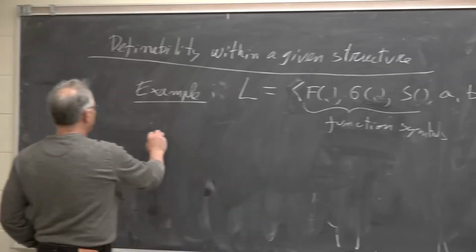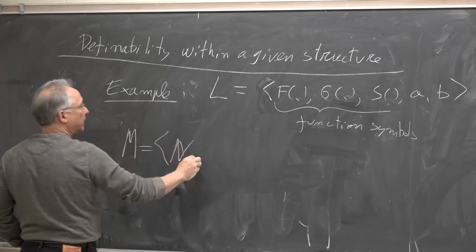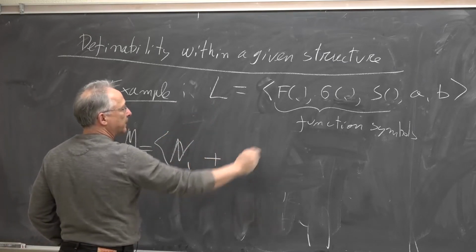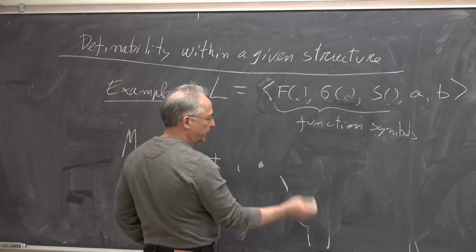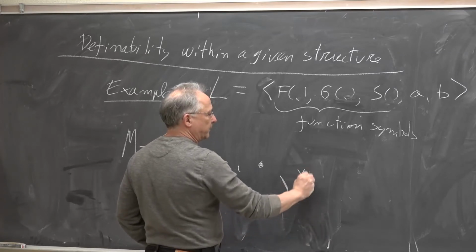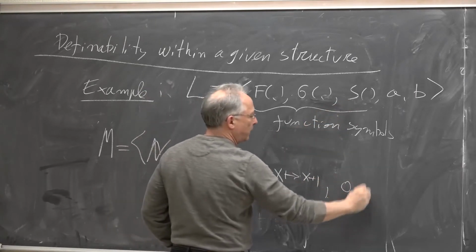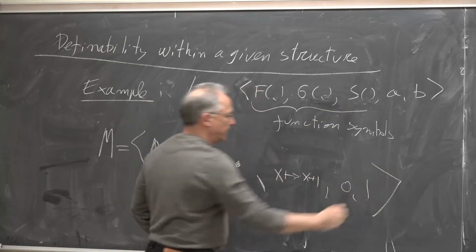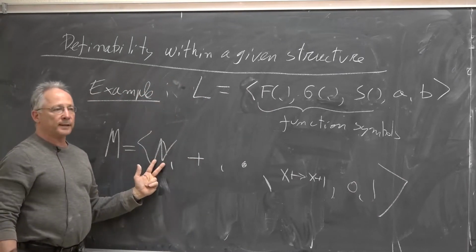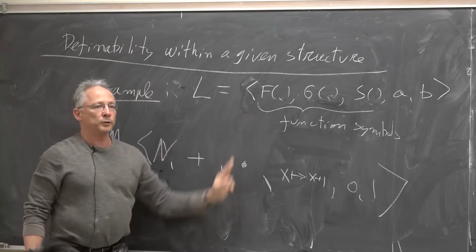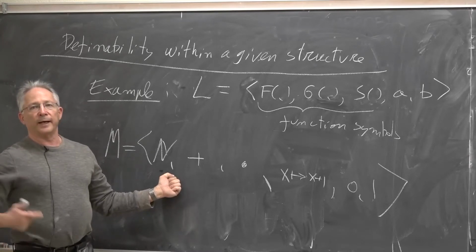And let my universe M be the natural numbers with F interpreted as plus, G interpreted as times, S interpreted as the function successor, x goes to x plus 1, so that's S, the successor. A is 0 and B is 1. So I gave you a structure for this language because I told you what the universe is, and I told you the interpretation of each of the symbols. So now we have a fixed structure. We don't talk about defining a family of structures.